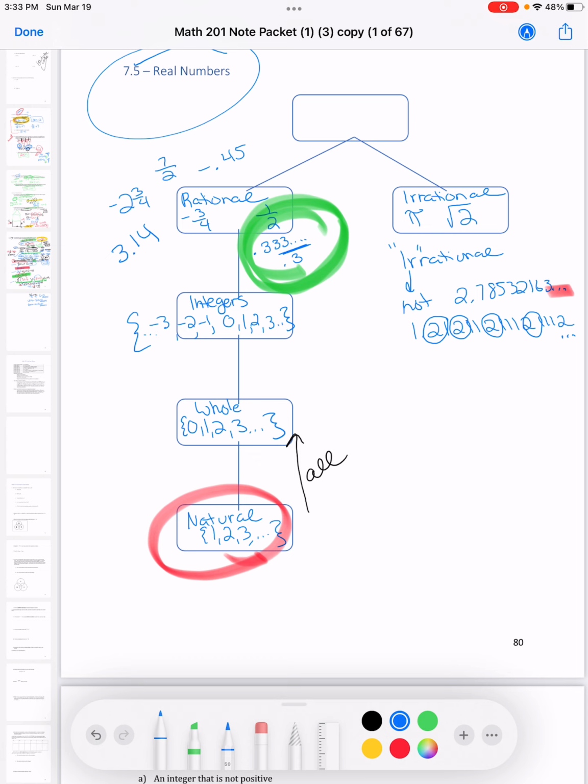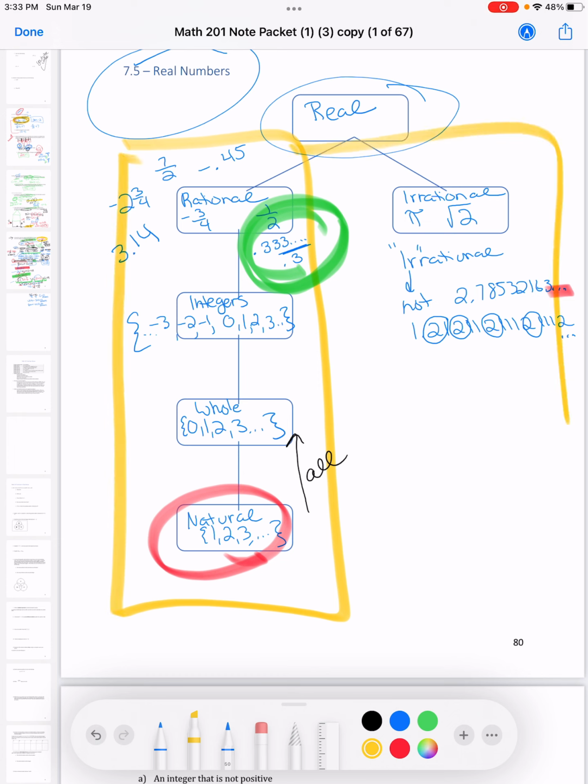And together, these all make up the real numbers. We are only dealing with the real number system in our class. We're not going to be dealing with the complex plane or imaginary numbers. So every number that we go over is real. Numbers are going to fall into two camps. They're either going to be on the rational side or the irrational. You cannot be in both. You are one or the other, not in both of these.